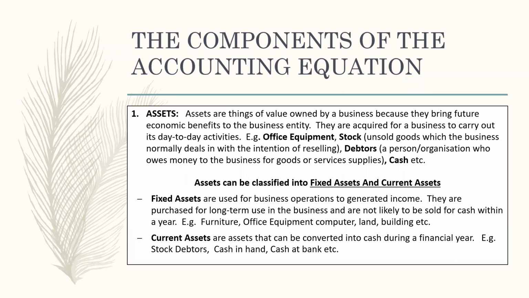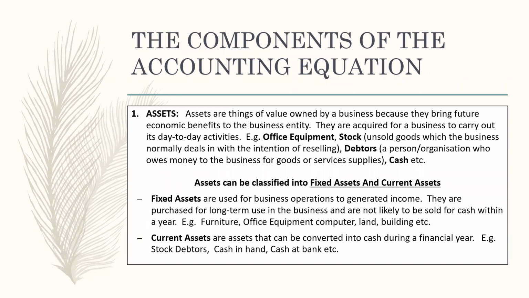Now, all of these are assets, but I have broken it down even further to tell you exactly what category each asset falls into. So assets can be classified into fixed assets and current assets. So when you think of fixed assets, they are used for the business operation to generate income. We've just spoken about that. They are purchased for long-term use in the business and are not likely to be sold for cash within a year.